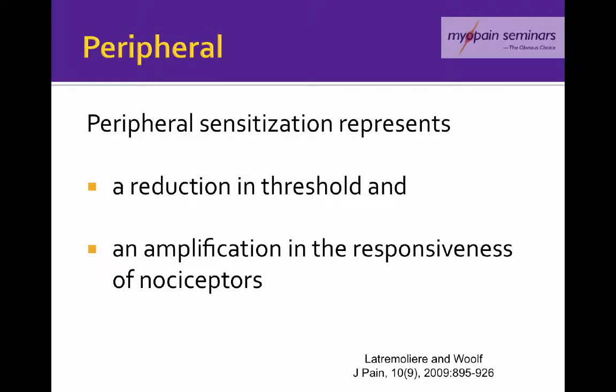So if we look at what happens in the periphery first, it's fair to say that peripheral sensitization represents 1. A reduction in the threshold, and 2. An amplification in the responsiveness of nociceptors.